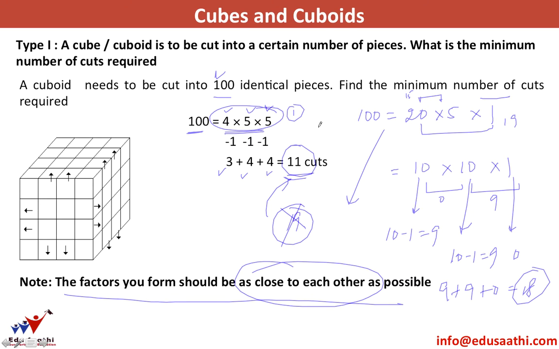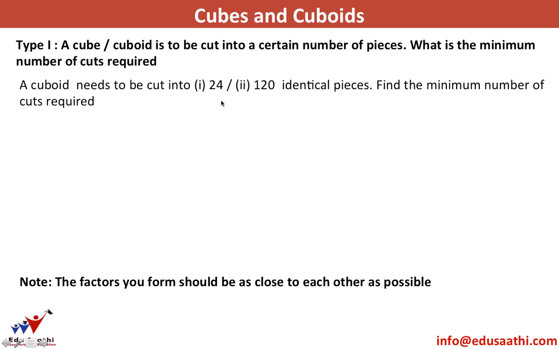Let's take a few other cases. A cuboid needs to be cut into 24 identical pieces, and in the second case 120 identical pieces. Find the minimum number of cuts. Now 24, as I know, is 8 into 3. I start with 2, but we eventually have to end up with 3 factors. I can write this as 2 into 4 into 3. These are the closest factors that you can find for 24. Other factors might be like 12 into 1 into 2, but then the difference between the factors is huge.